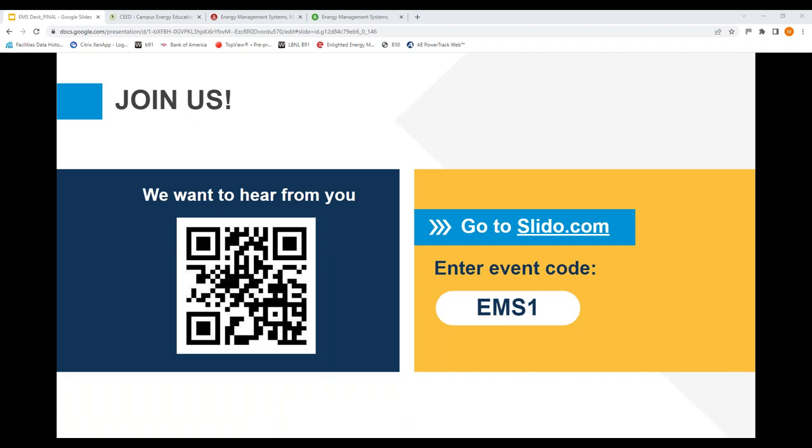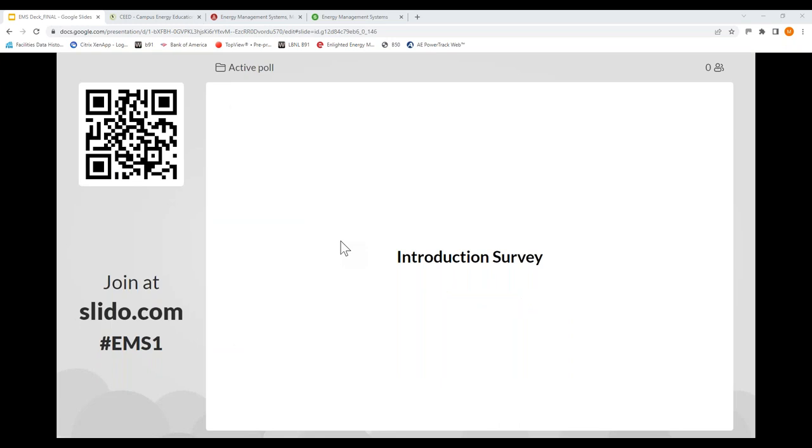We're going to start off with a poll just to get going here. So as mentioned, we're going to use slido.com. If you could do that right now, you can go to slido.com and enter the event code, or you could scan that QR code from one of your devices as well. It would be great to understand what your knowledge of EMS systems is as we start this presentation, and what you're interested in learning about today. So please feel free to share anything.